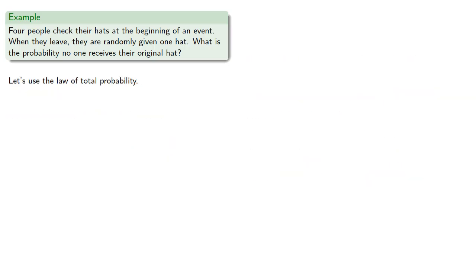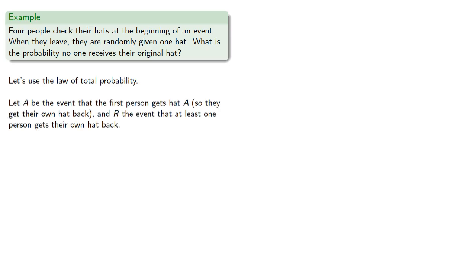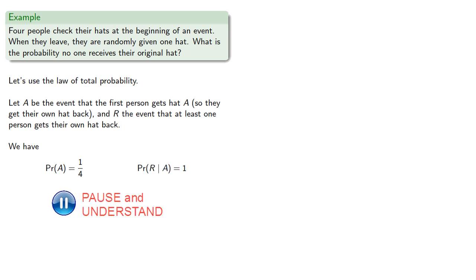So now let's use the law of total probability. Let A be the event that the first person gets hat A, so they get their own hat back, and R the event that at least one person gets their own hat back. So the probability of A is 1/4, and so the probability of R given A is a certainty. The probability of A complement is going to be 3/4. How about the probability of R given A complement?